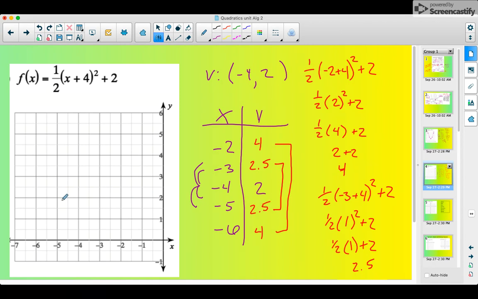I can go through and graph my points. I always like to start by graphing the middle because that reminds me that that's the point where it should be symmetrical around. And if it's not, then I know I messed something up. So here we're at 2.5. There we're at 2.5. Negative 2, we're up at 4. At negative 6, we're up at 4. And yep, that looks pretty symmetrical to me.